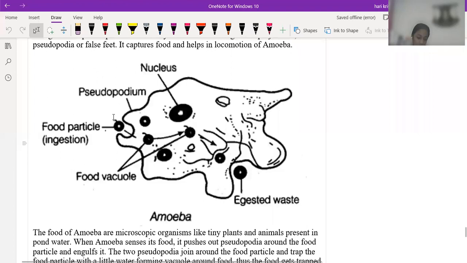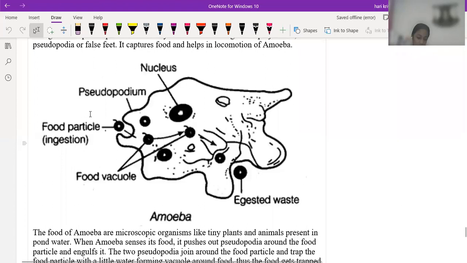So with the help of the pseudopodium, it will cover the complete food particle so that the food particle will be ingested into the body of the amoeba. Then afterwards, what will happen? A food vacuole will be created. In the food vacuole, the digestive enzymes will be released, and the digestion process will take place. Assimilation will take place. After the assimilation, what will happen? The waste particles will be there. So it will happen step by step only.